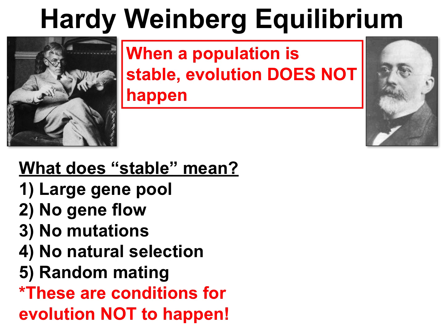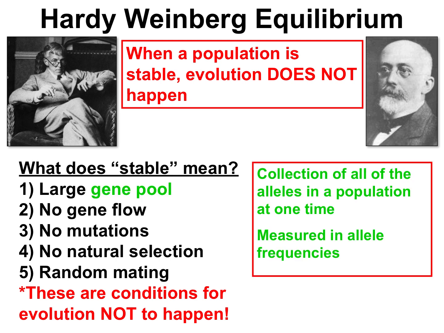Let me explain each of those in a little more detail. First, it's important to explain what a gene pool is. A gene pool is the collection of all of the alleles in a population at one time. And you can measure a gene pool by looking at allelic frequencies. Let's unpack that a little bit.